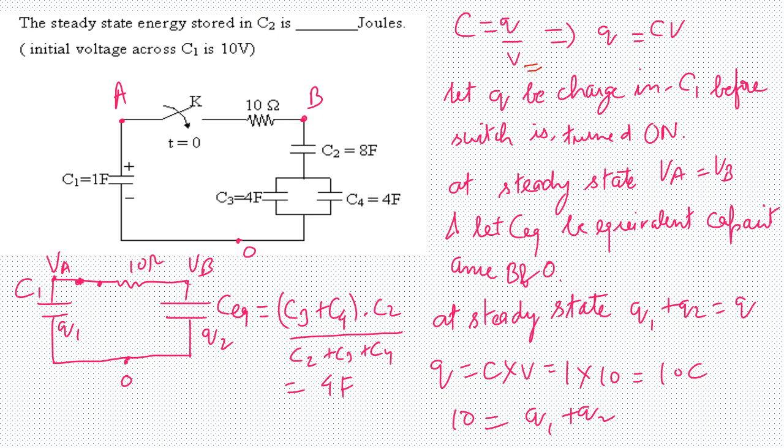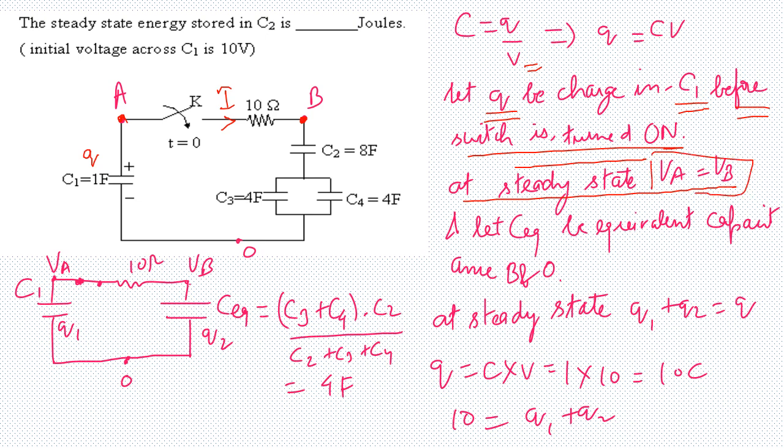Let us say that Q is the charge which was there in capacitance C1 before the switch is turned on. So what will happen at steady state? At steady state, no current is going to flow in the circuit. That will happen when the voltages VA and VB become the same, so VA will be equal to VB and no current flows. Now one more thing we will assume here: the capacitance across B and O is C equivalent.